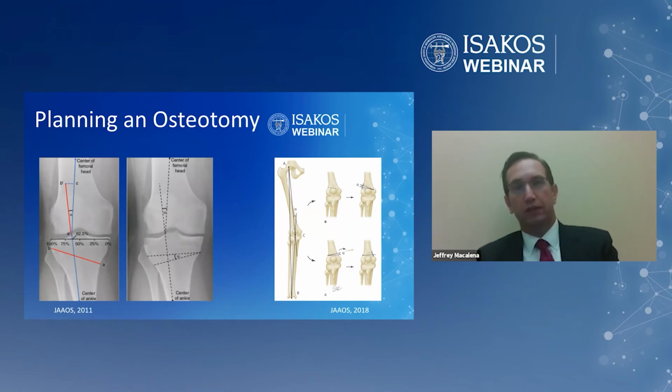Now, one of the benefits of this part of the talk is really about coronal plane correction for distal femoral and tibial osteotomies, but that same technique that I just described is useful for tibial opening wedge osteotomies, tibial closing wedge osteotomies, as well as coronal plane corrections from the distal femur. These are both well reviewed in the Journal of the American Academy of Orthopaedic Surgeons in 2011 and 2018, if you would like to look at it in more detail.